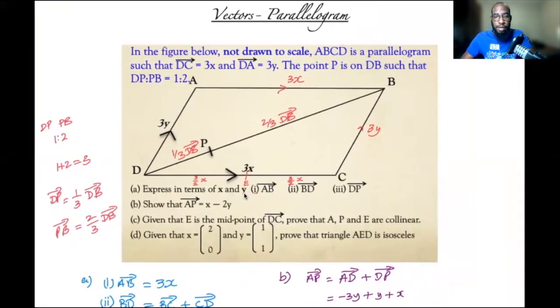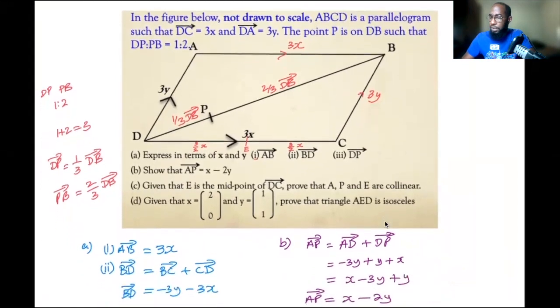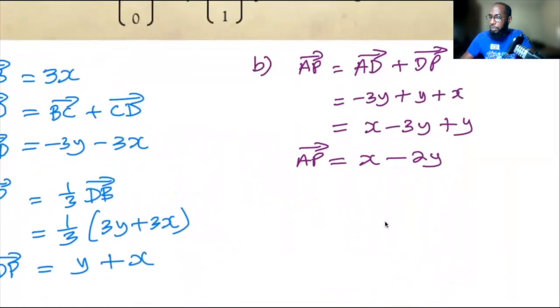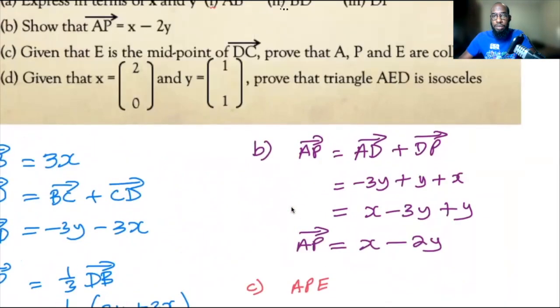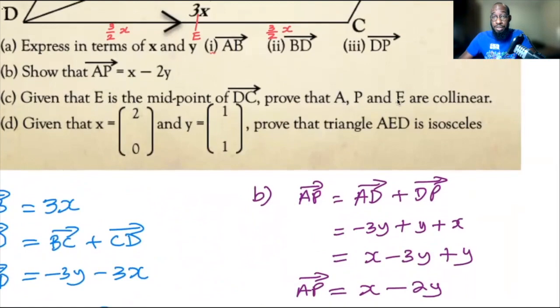So we have our diagram here. They want us to show that APE are collinear. So let me just tell you about that. Let me start right here. We have APE. They want us to show APE are collinear. That's why I tell students, write it down. They want us to find out APE, show that APE are collinear.